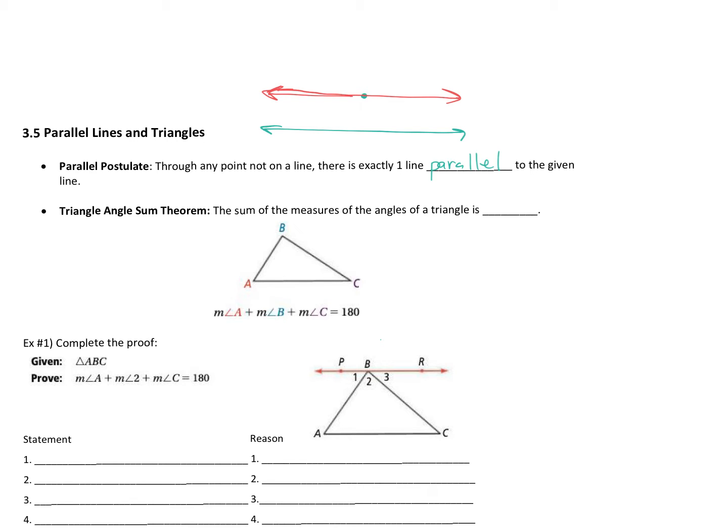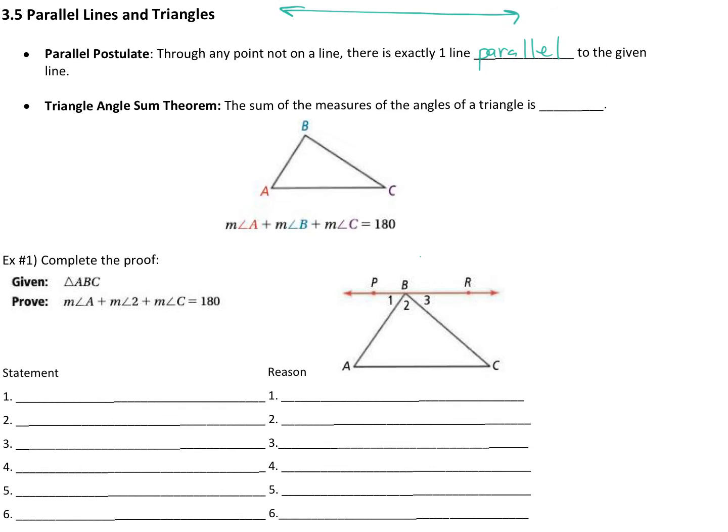That's the only line that is parallel to the given line that goes through that point, okay? And that comes into play in a little bit when we do our proof, but I'll talk you through that in a minute. And then the other thing that we're going to talk about today, and this is the one that you should already know, is the triangle angle sum theorem. It says the sum of the measures of the angles of a triangle is, if I add these three up, 180, right? A triangle will always add up to 180 degrees, okay?